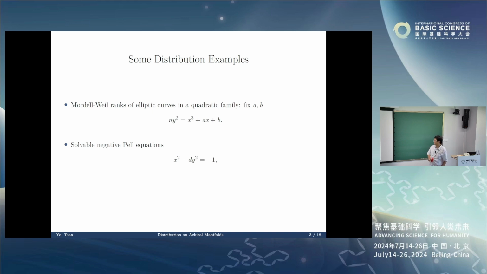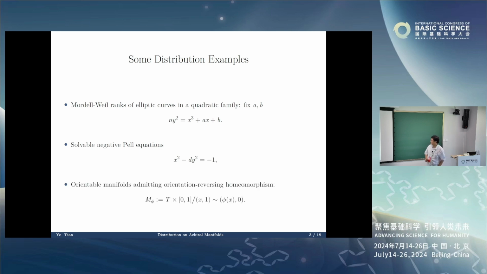And the second distribution problem: given a positive non-square integer d, you can think about the negative Pell equation, x squared minus d y squared equals -1. We want to know for which kinds of d the equation is solvable. There is some obvious necessary condition. For example, d cannot contain a prime which is congruent to 3 mod 4. If you reduce mod that prime, you get a contradiction on both sides.